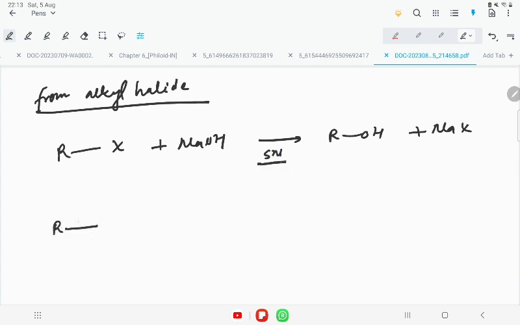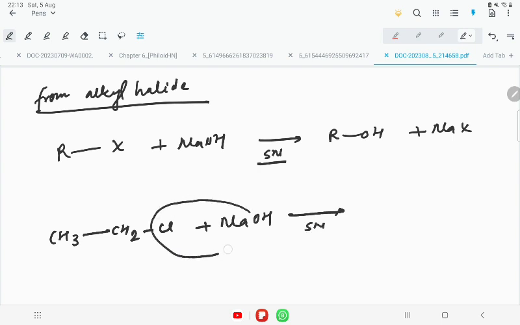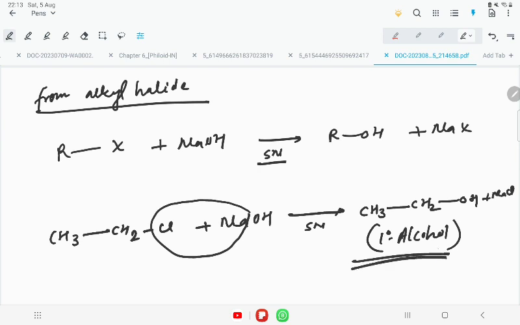Suppose, student, I am changing this one. I am taking CH3 CH2 Cl, and then I am treating with NaOH. This is the SN reaction. So what is going to happen? This NaCl is out. So it is CH3 CH2 OH plus NaCl. So this is the 1 degree alcohol. So this is our required answer. Got it, student?